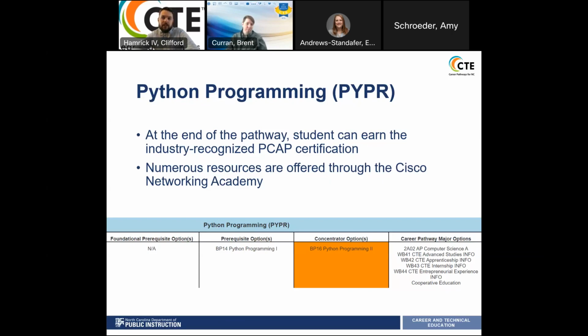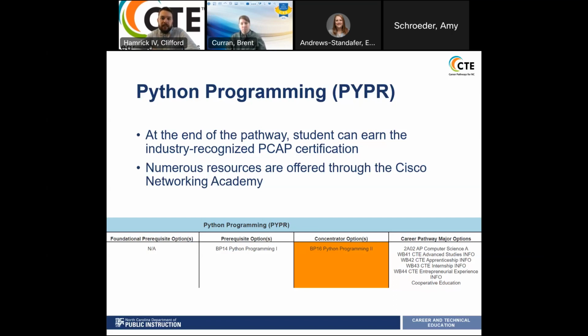And there's a myriad of resources offered, especially through the Cisco Networking Academy. There's a lot of curriculum, and we can help schools get set up. As Brent said earlier, the Cisco Networking Academy for the state of North Carolina is run through Stanly Community College, and Kelly Cottle is the contact there. If you ever need to, or a teacher needs to, Brent or I can get you in touch with him.